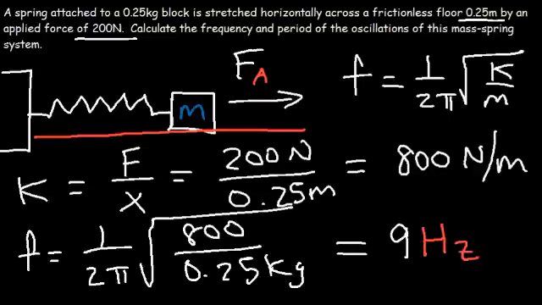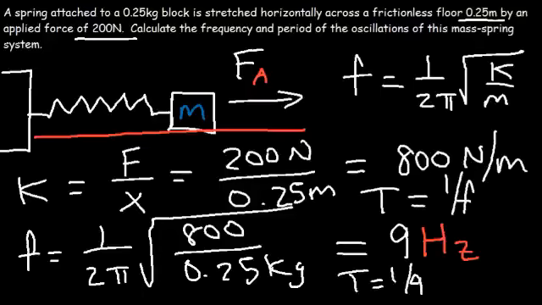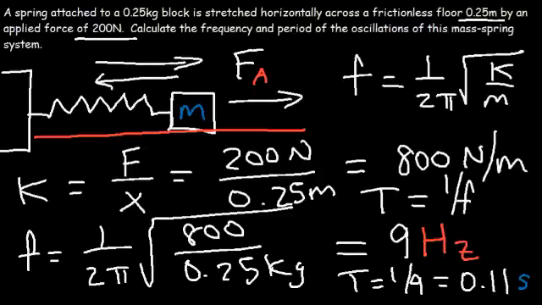Now that we have the frequency, we can easily calculate the period. The period is simply 1 over f, which is basically 1 divided by 9. 1 divided by 9 is about 0.1 repeated. So the period is about 0.11 seconds. So it takes 0.11 seconds to make a full cycle. That is, it takes 0.11 seconds for the block to travel towards the left and back to its original position.